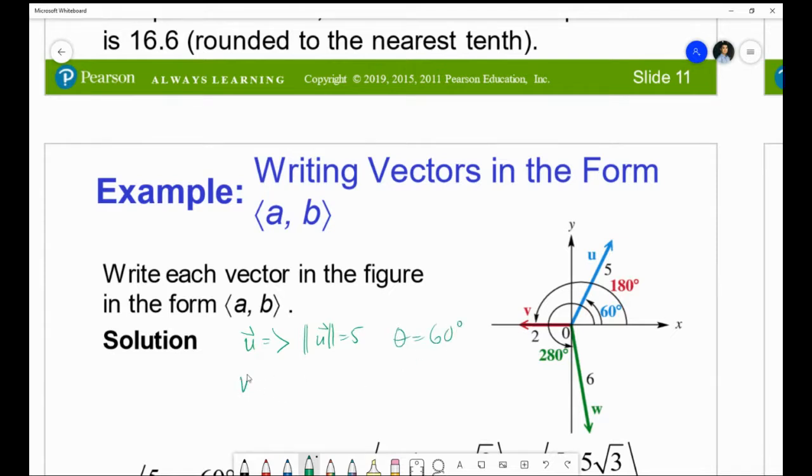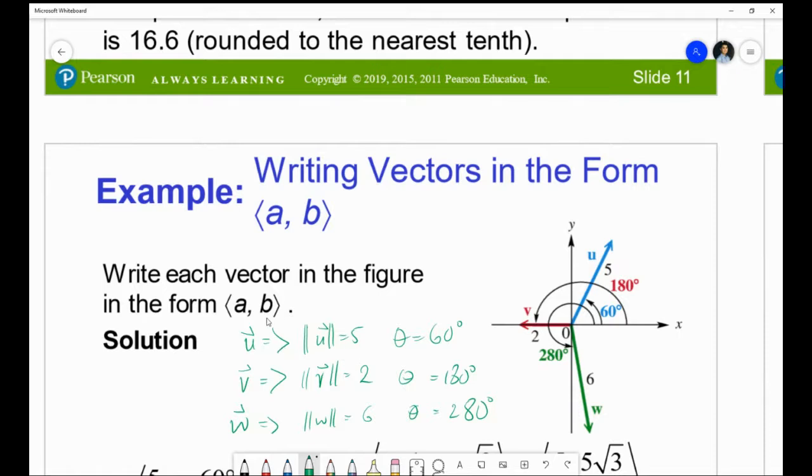And we have V, magnitude is 2, and theta is 180. Magnitude of W is equal to 6, and the angle is 280 degrees. Okay, so that's all the information they gave us.